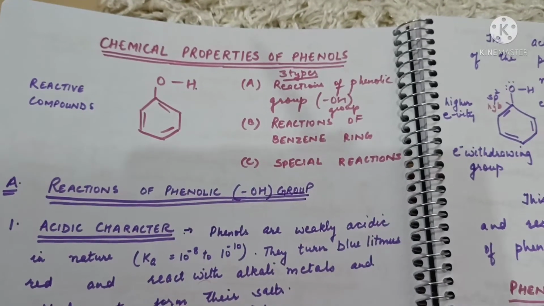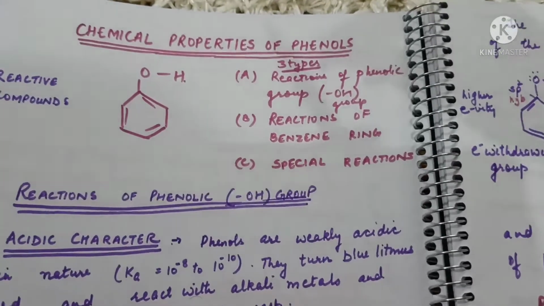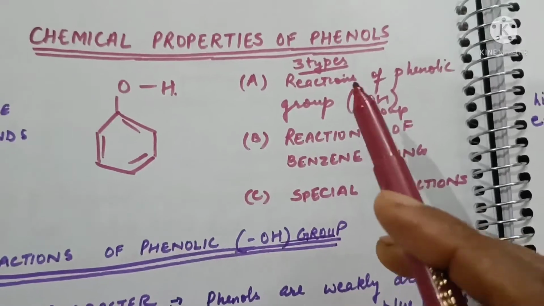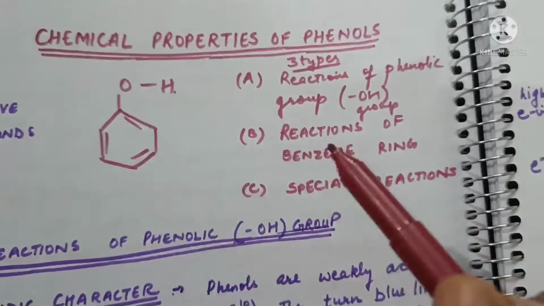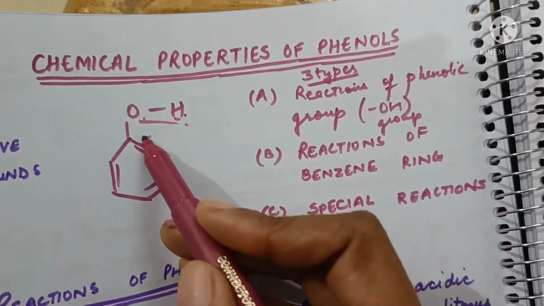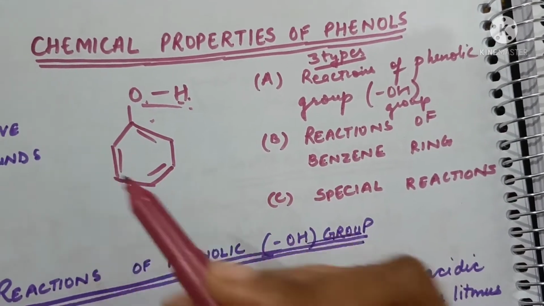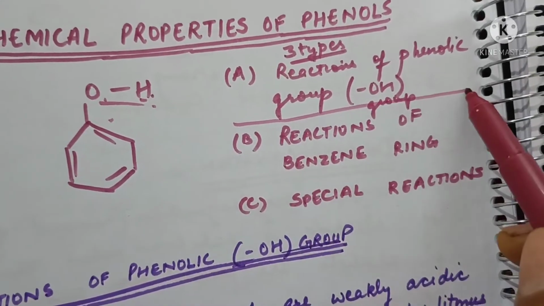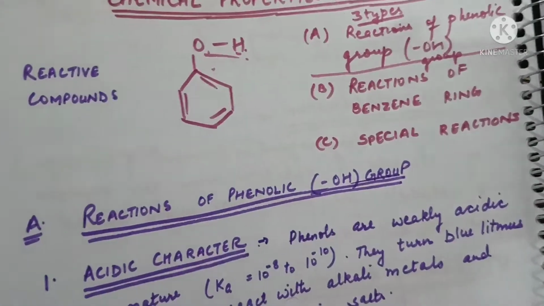Today we'll be doing a few properties of phenols. The chemical properties of phenols can be classified into three types: reactions of the phenolic group, that is the OH group, reactions of the benzene ring, and special reactions. Today we will try to cover reactions of the phenolic group.